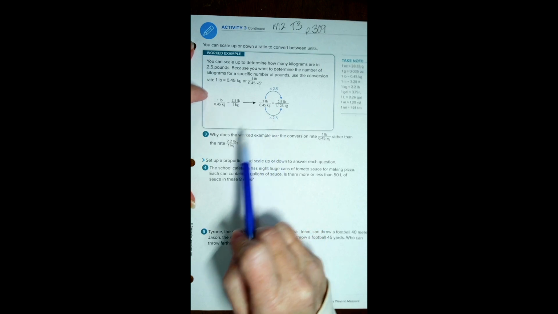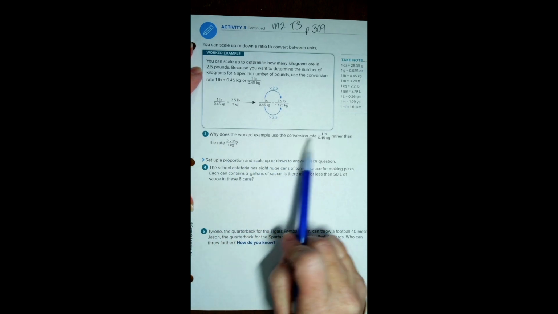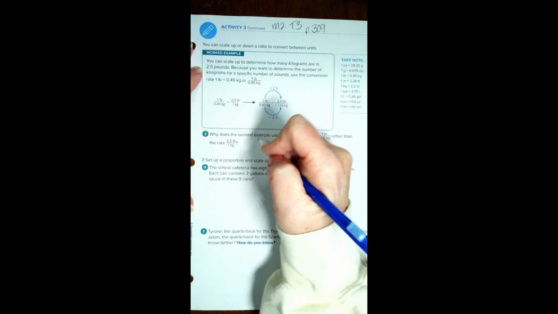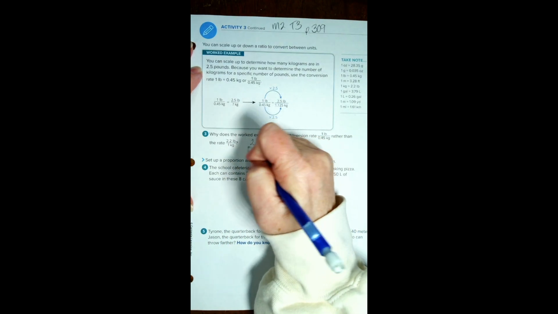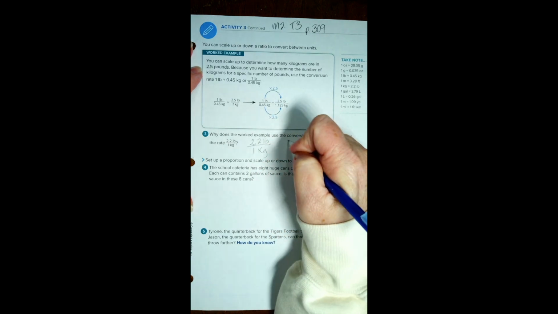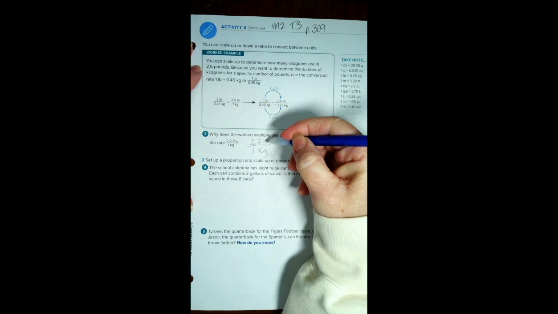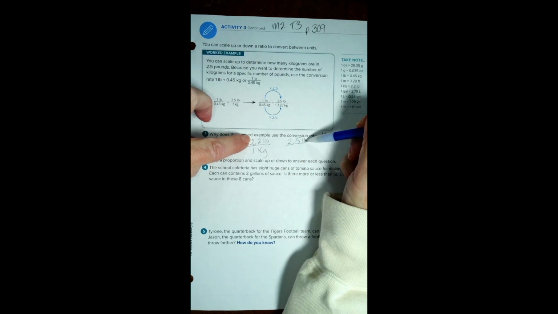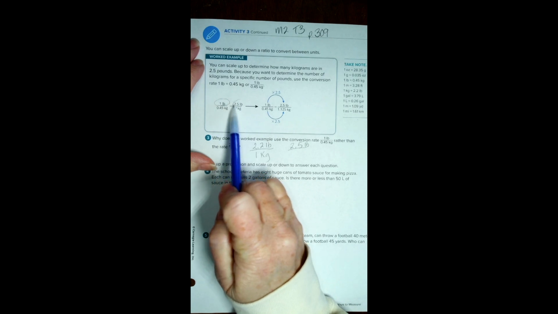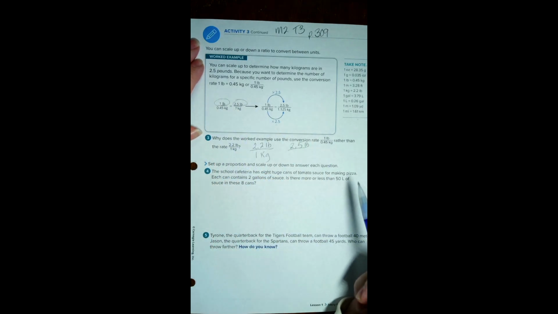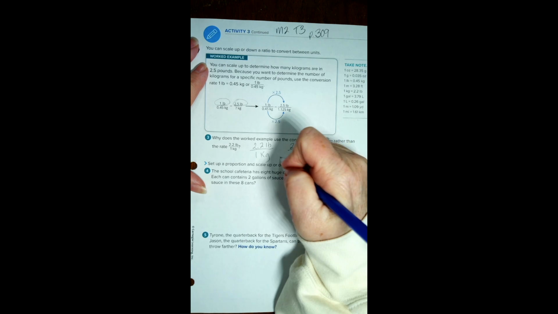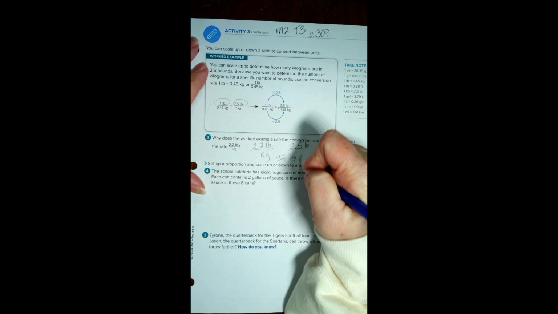Why does the worked example use this conversion rather than the rate of 2.2 pounds for 1 kilogram? If we had it set up like that, and we're scaling up to 2.5 pounds, it's harder to scale up from 2.2 to 2.5. It's very easy to scale up from 1 to 2.5. So that's our answer: it is easier to scale up from 1.